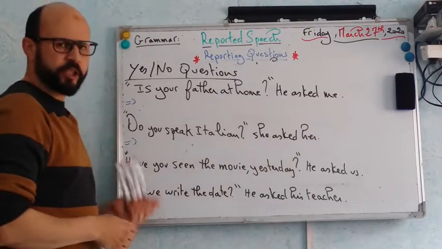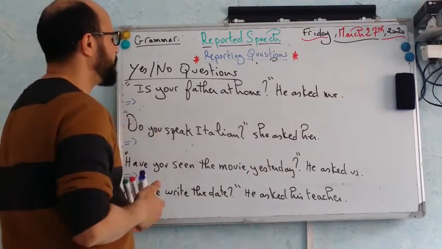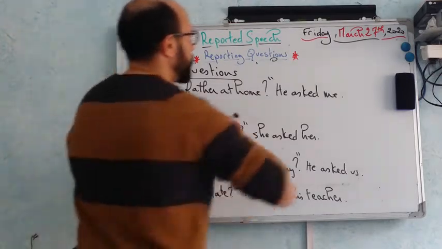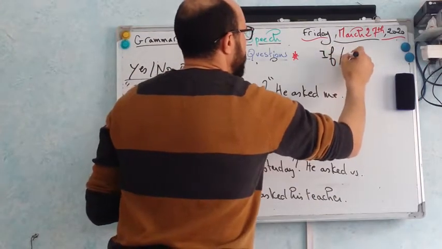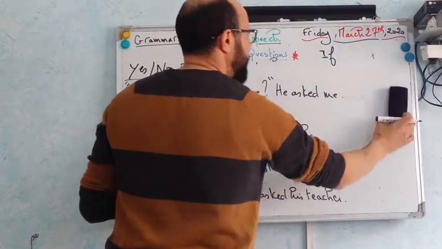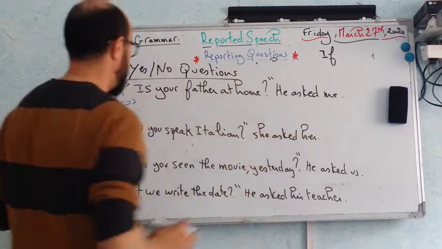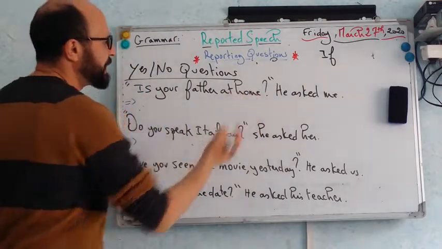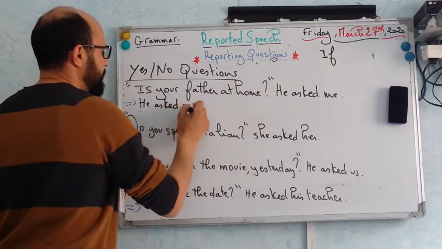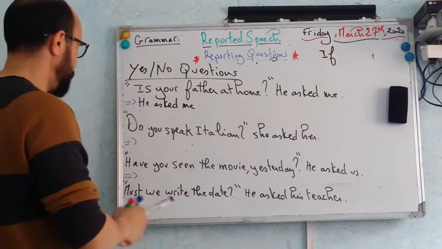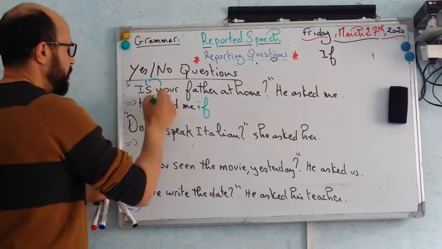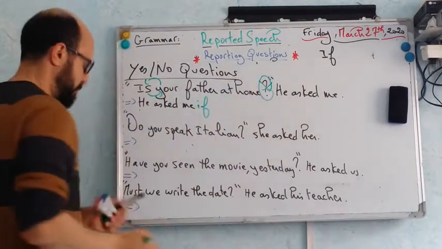Now with this type of questions, when we want to transform the sentence into indirect speech, we need to add the word if or the word whether. Just keep in mind if. You add the word if. It's easier. Is your father at home? He asked me if. There is inversion here, so we need to omit the inversion and we need to omit the question mark.